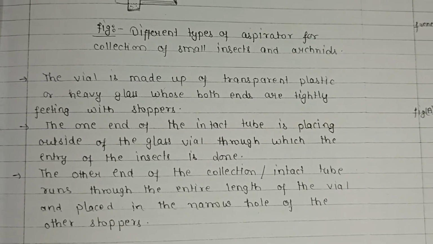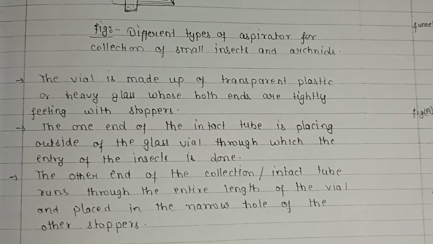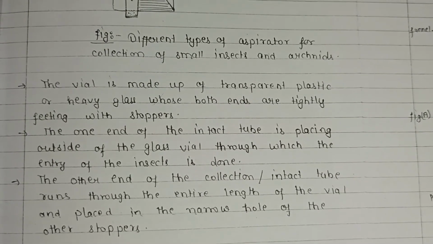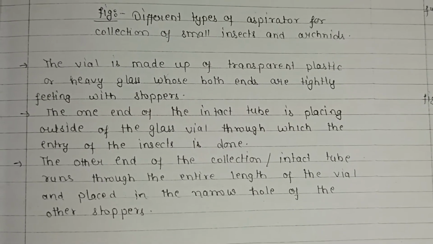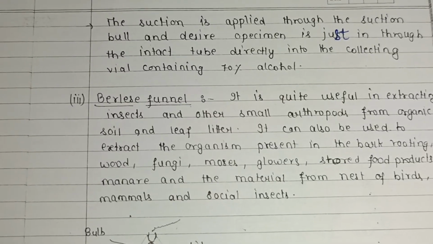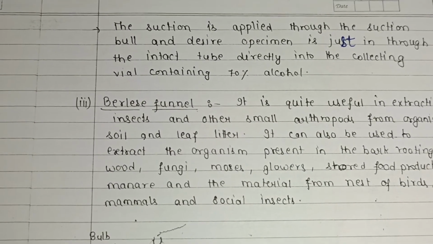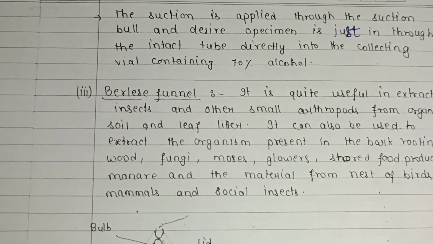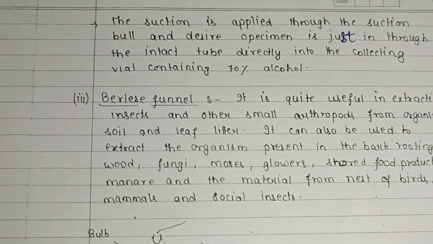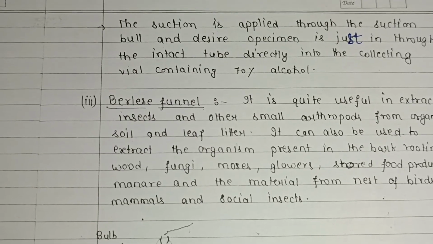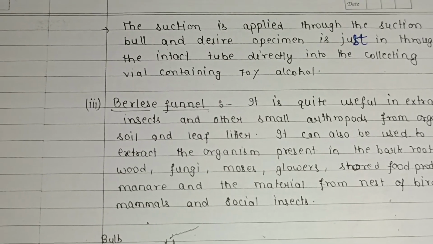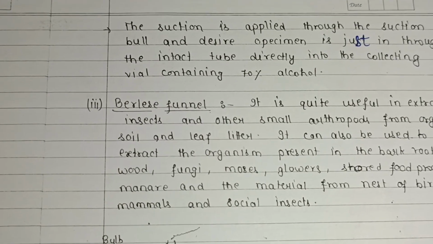The other end of the collection or the intake tube runs through the entire length of the vial and is placed in the narrow hole of the other stopper. So suction is applied through the suction bulb and the desired specimen is sucked in through the intake tube directly into the collecting vial containing 70% alcohol. So that's how an aspirator is used for collection of the insect specimens.